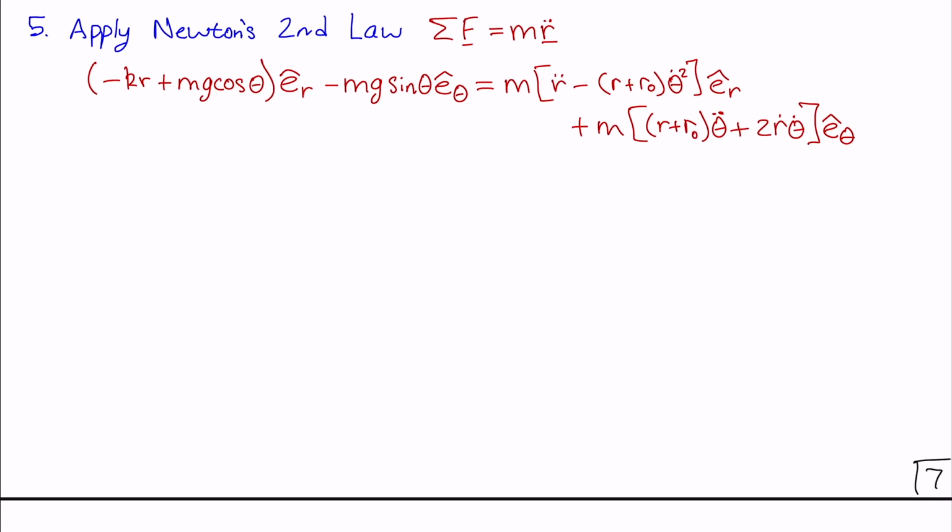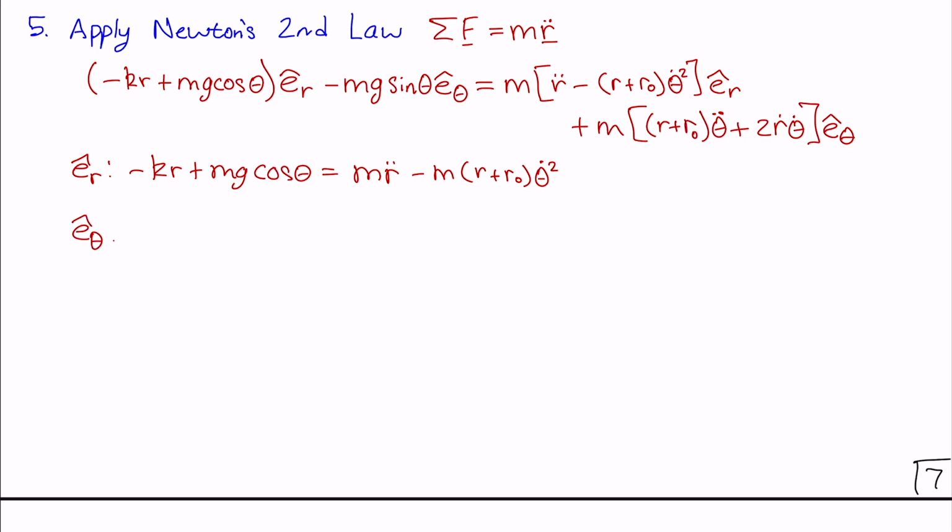So from here, we're going to break this up into components and look at each component individually. We'll say here that in the e hat r direction, we get minus kr plus mg cosine theta is equal to m r double dot minus m (r plus r0) theta dot squared. And that's everything in the e hat r direction.